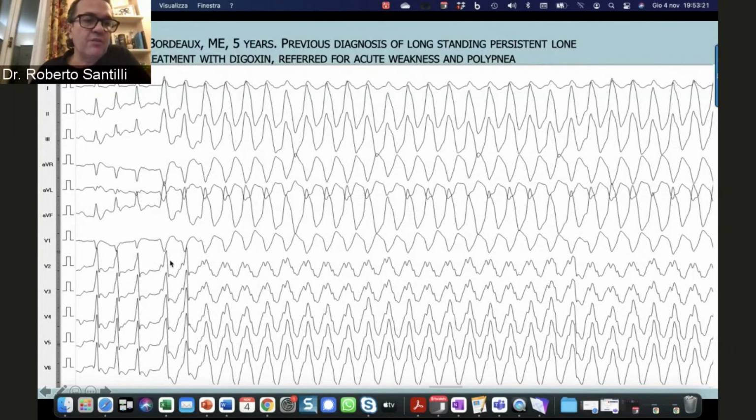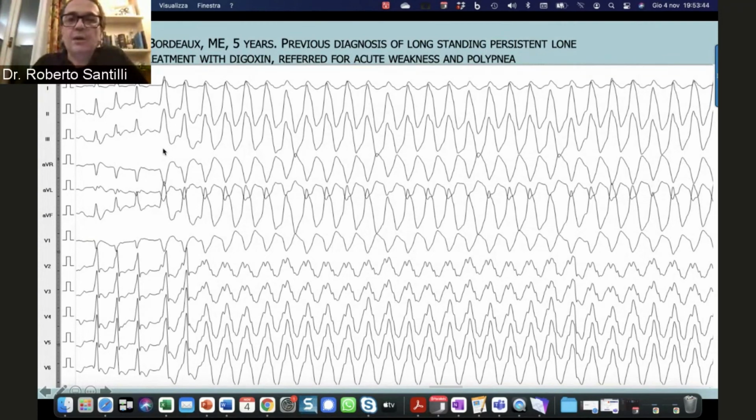So from lead V2 to V6 that are reading the left ventricle, they are all positive. This is left bundle branch block. Exactly just like 2, 3, and aVF. And then we have V1 that is negative, exactly just like aVR. All right, so this looks like a complete left bundle branch block.